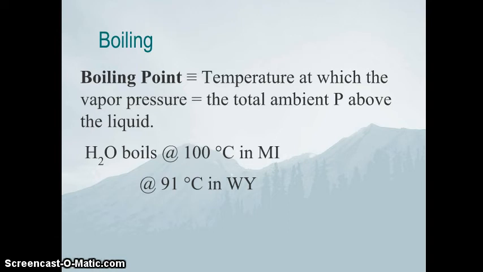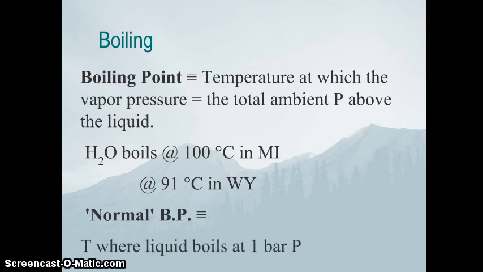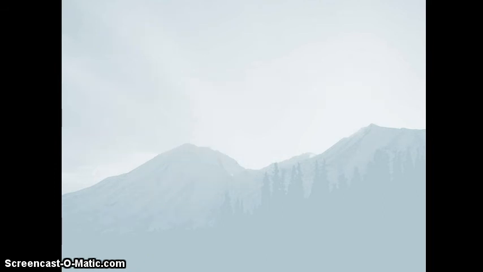So the ambient pressure out here in Michigan is about 1 bar, maybe 0.97 bar, and the pressure in Wyoming is closer to 0.8 bar. That's why the boiling point of water is so much less in the state of Wyoming. Now we'll define the normal boiling point as the temperature at which the liquid boils at 1 bar pressure.